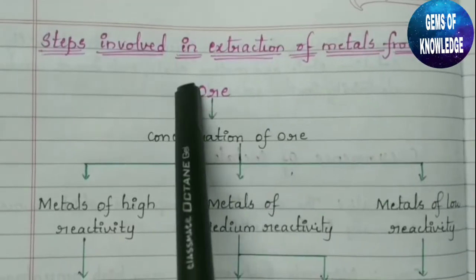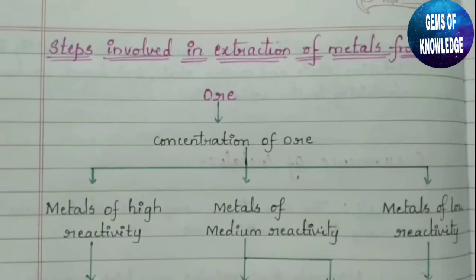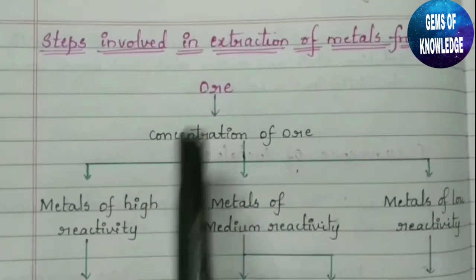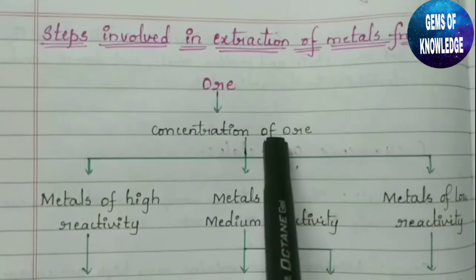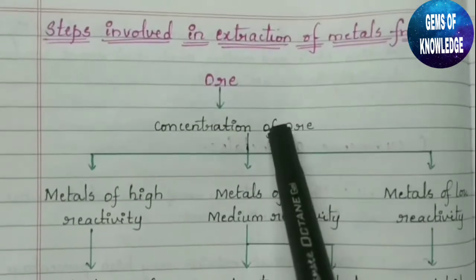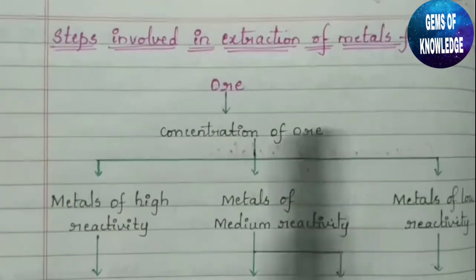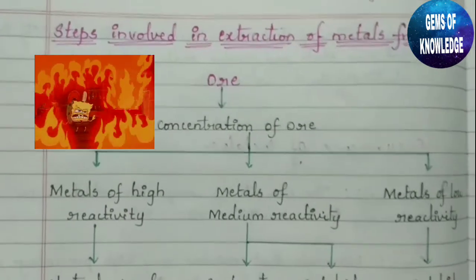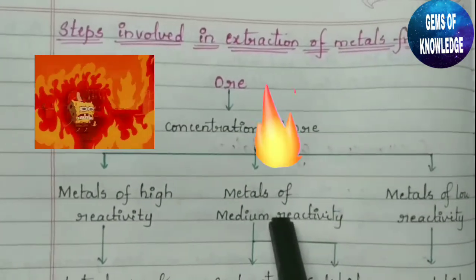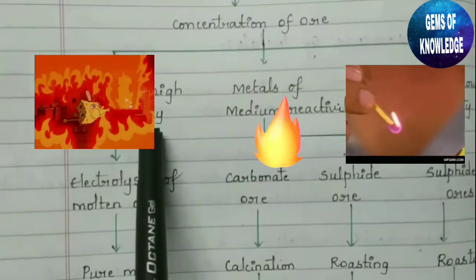There are a few steps which show how the extraction of metals from their ores is done. Here you can see one ore has been given, and from that concentration of ore we get different types of metals according to their reactivity. First we will take the metals with high reactivity, then the metals with medium reactivity, and at last the metals of low reactivity. So first we'll see metals with high reactivity.